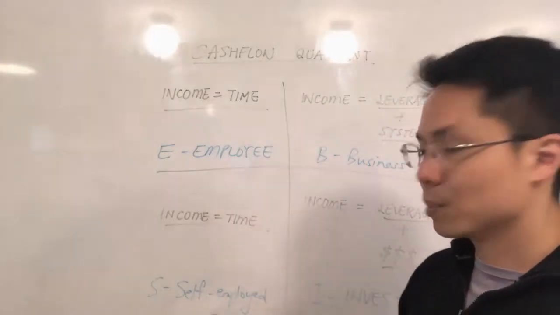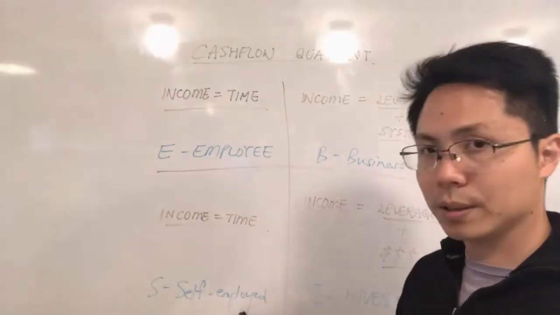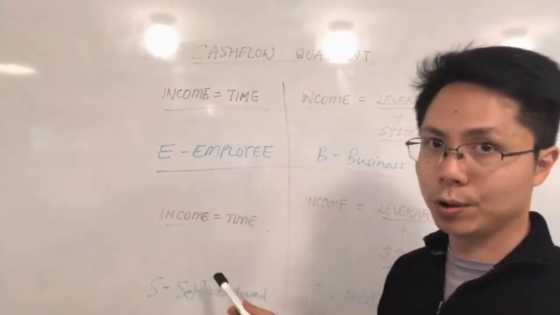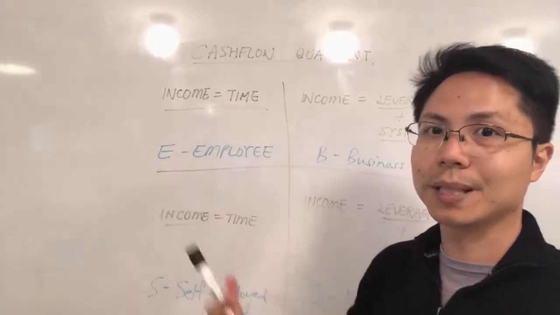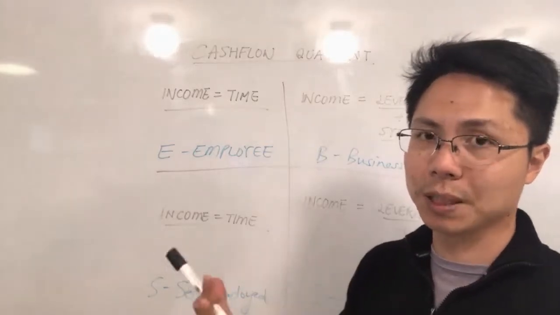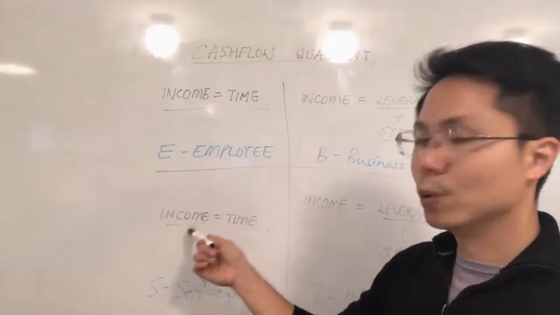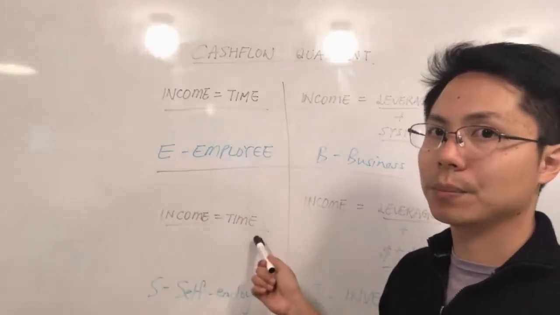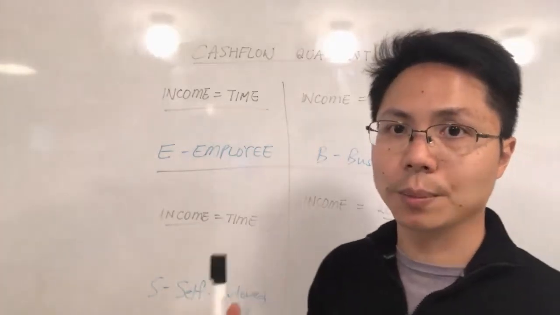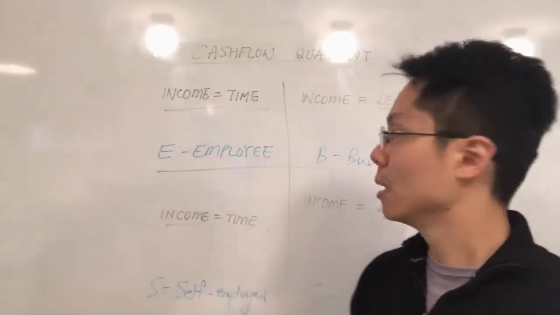Now, let's move down here. If you're self-employed today, which means you own a job, or you run a business but you're the only person working in it, that's what we call self-employed. And in essence, your income is still determined by time. You have to put in time in order to get income.